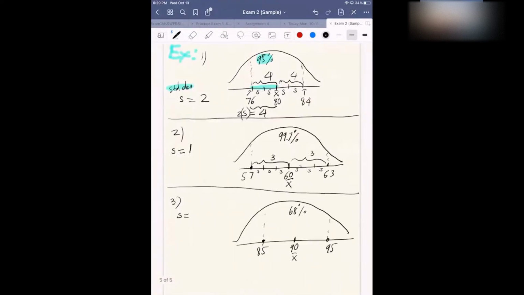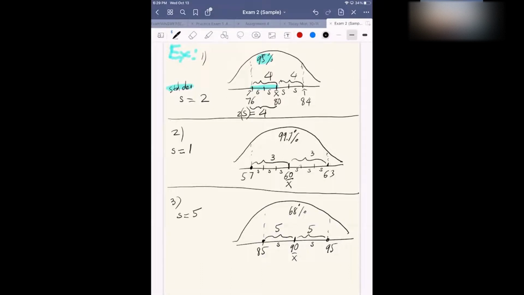So that means that this whole thing here is just 1 standard deviation, and this whole thing here is also 1 standard deviation. So the distance here is 5 and then 5, which means that 1 standard deviation is 5, okay? It depends on the area that you are given. You know that you go from the mean to the left or to the right, a certain number of standard deviations, okay?